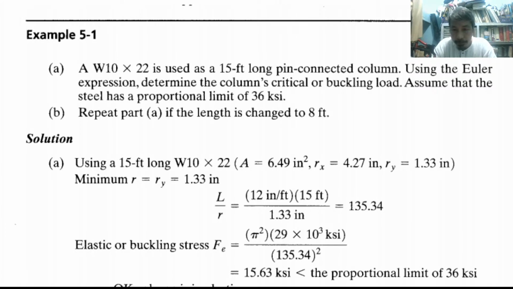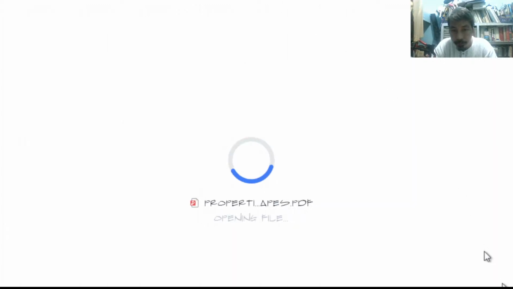Okay, let's go back to example number 1. We already found out the values of the properties of the W section using the AISC table. Now, if your table is like this, meaning your table is not complete, your table is an abridged version, okay?